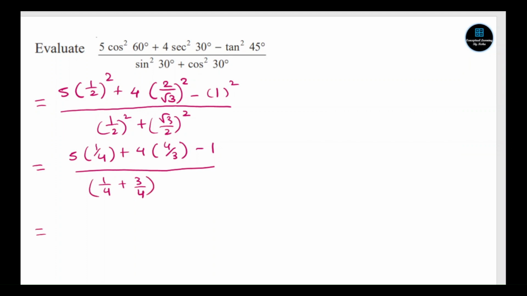Now here I'll get 5/4 plus 16/3 minus 1. The denominator becomes 1 because 1/4 plus 3/4 is 4/4 which is 1. So now I am not writing the denominator. And now I'll simplify this using the LCM. And when I simplify, I'll get 67/12. So this is the value of this expression. So I hope you understood this. Specific angles, the standard trigonometric ratios, which are nothing but 30 degree, 60 degree, 45 degree, 90 degree and 0 degree.